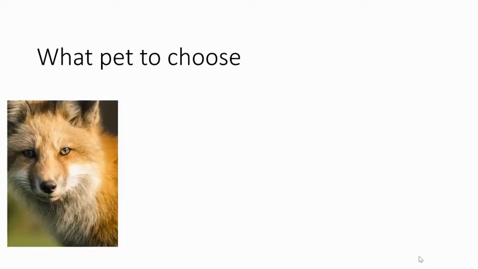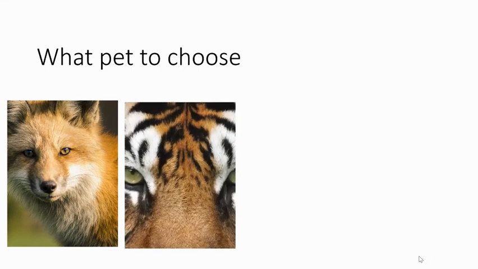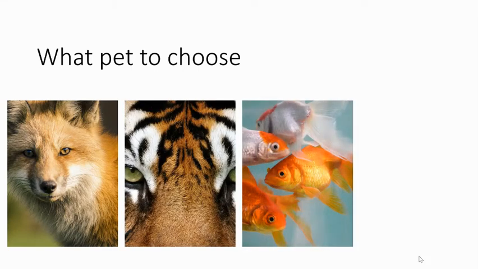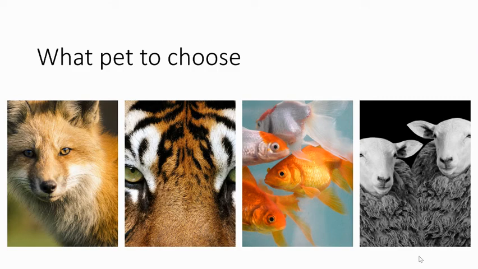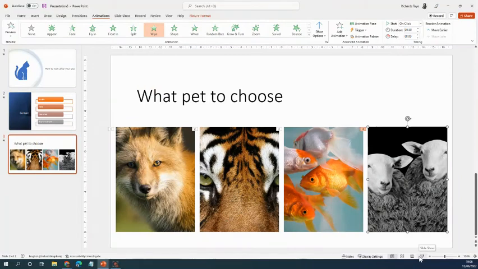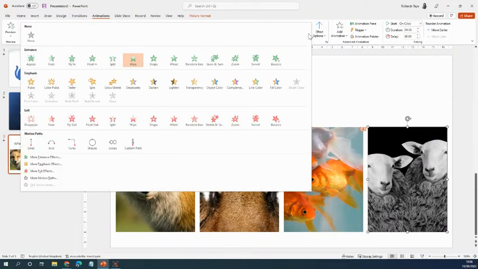So I'm going to use my down key. That's the fox, that's the tiger, those are the fishes, and that is the sheep. Okay, so it depends on the flow of your presentation. But what is important is that for each one of these animations, you've got things that are coming in, things that are being emphasized, so they would be there, and then things that are leaving.